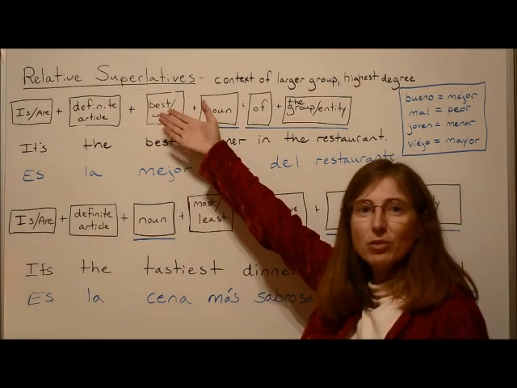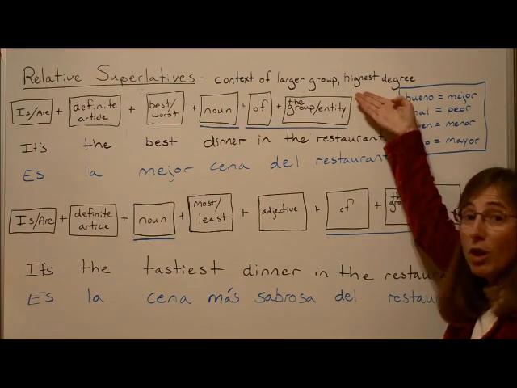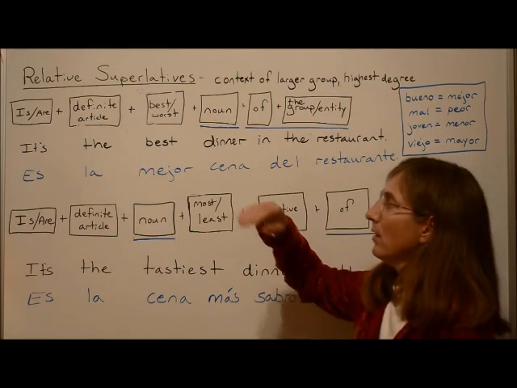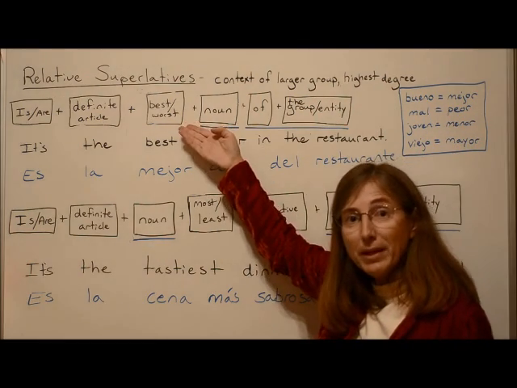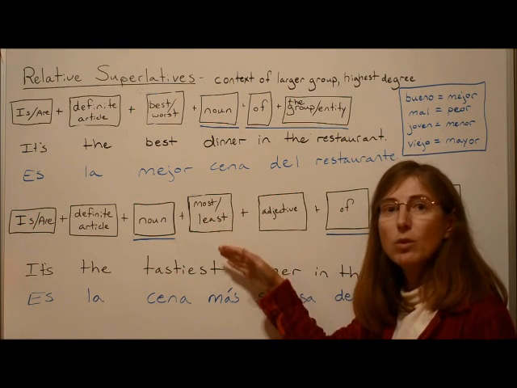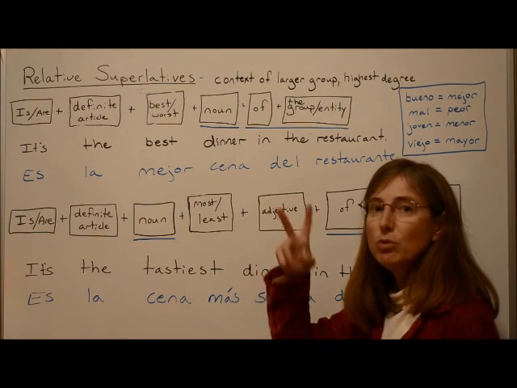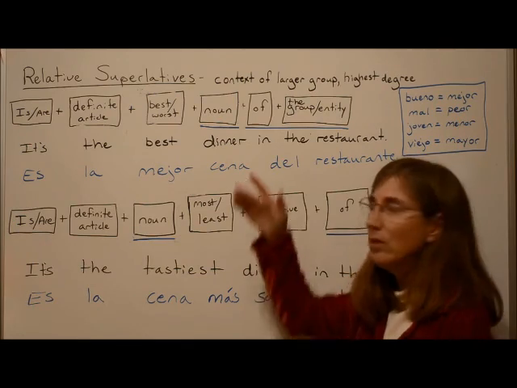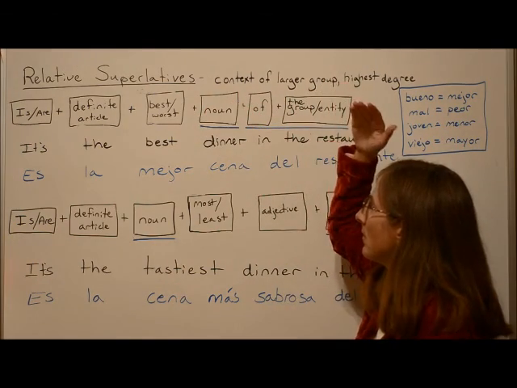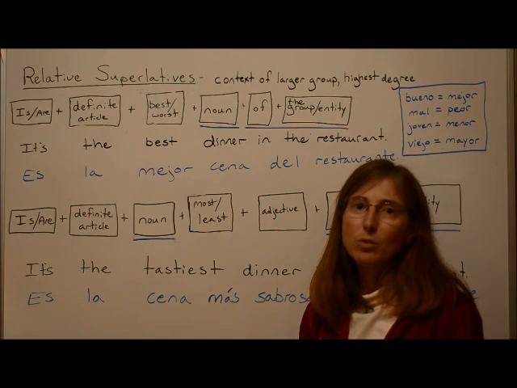Relative superlatives are, in the context of a larger group, when we're talking about the highest or greatest degree of something. For example, when we're talking about the best or the worst, the most or the least. And in Spanish, we use two different constructions for these two different bases for comparison. In English, we use terms like the tastiest, the best, the worst.